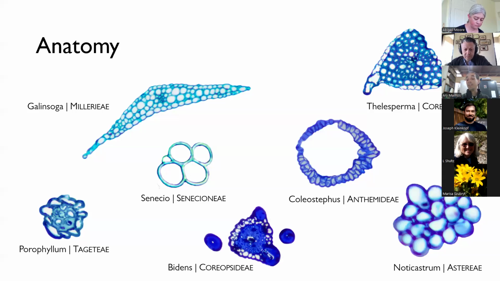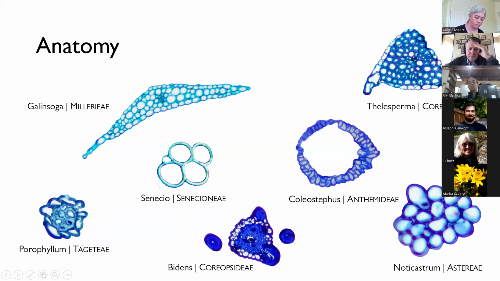And when we look inside this pappus, here is a sample of some of these different types, right, in cross section. And other characters that we may look at to characterize the elements is the type of cell walls present, like we can see here in this Porophyllum and the Thelesperma and Bidens. We have some sclerenchymatous cells with very thickened walls, right? In contrast, for example, to the Senecio or Noticastrum.